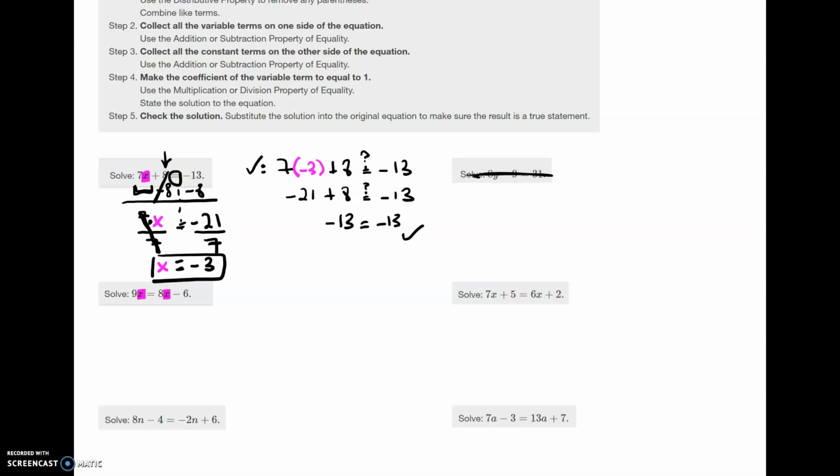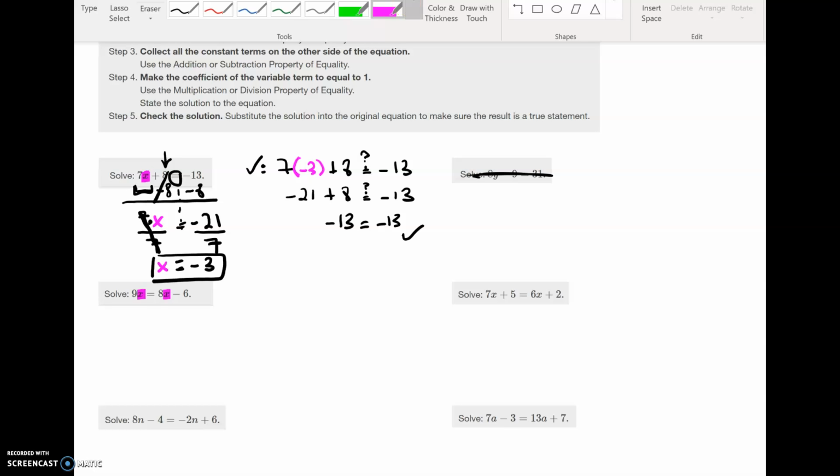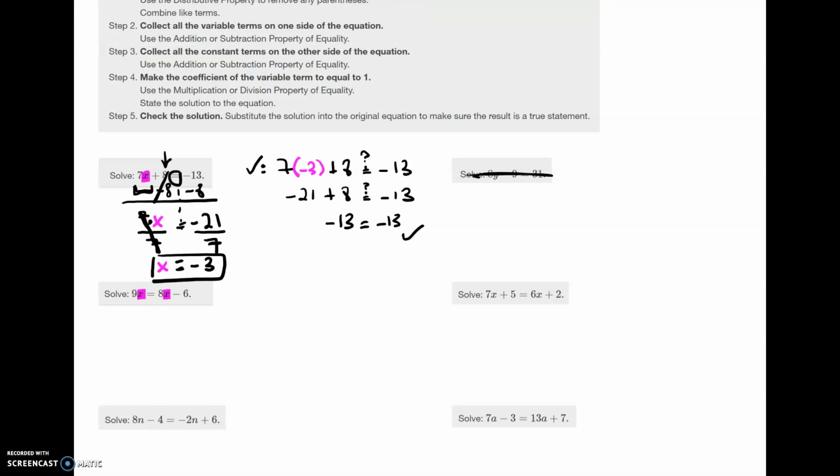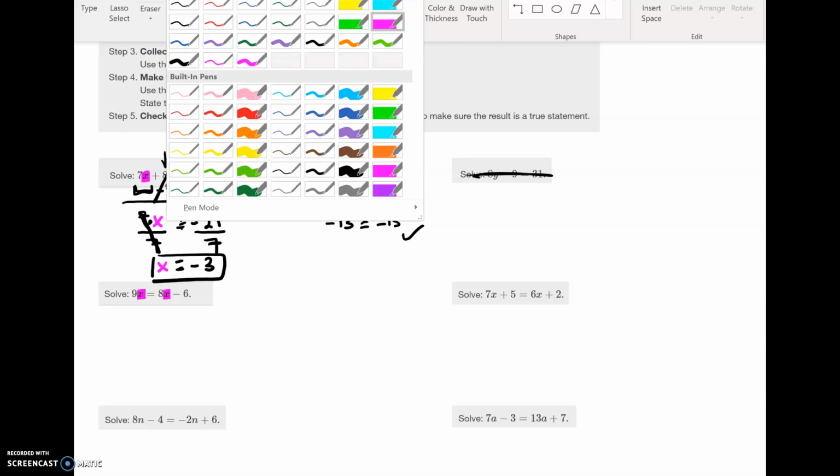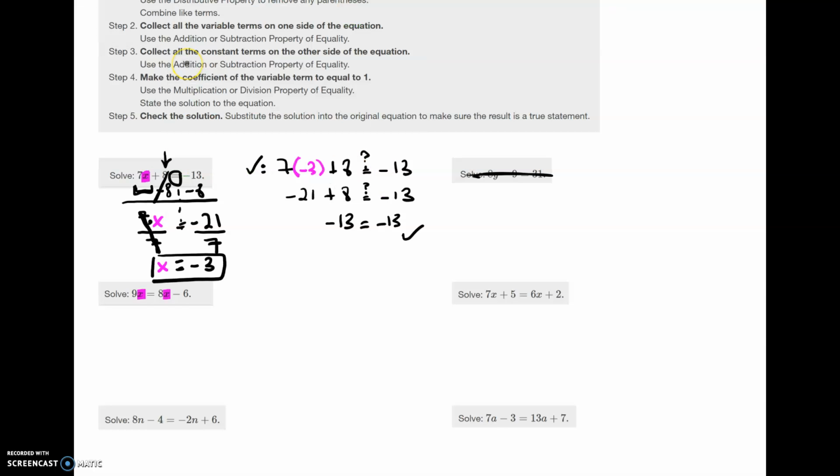So what I'm going to go ahead and do is add or subtract some of these in order to get them to the same side. And since I already have 9x by itself, I'm going to try to move this 8x over to the other side. And the way that I'm going to do it is, again, by doing an additive inverse. This is positive 8x, which means I am going to subtract.